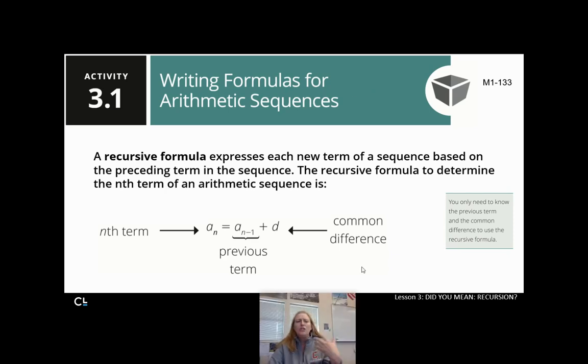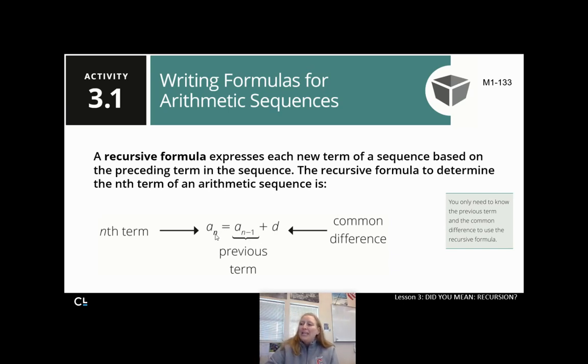So the idea is that a recursive formula is just a way of helping us find a term by using the term right before it, all right? So for example, this says a sub n, and n is the term that I'm looking for. Let's say I'm looking for the fourth term of a sequence. So I would be looking for a sub 4. But that means I need the term right before it in order to find that term. So that's why I have n minus 1. So if n is the term I'm looking for, then n minus 1 is the term right before it.